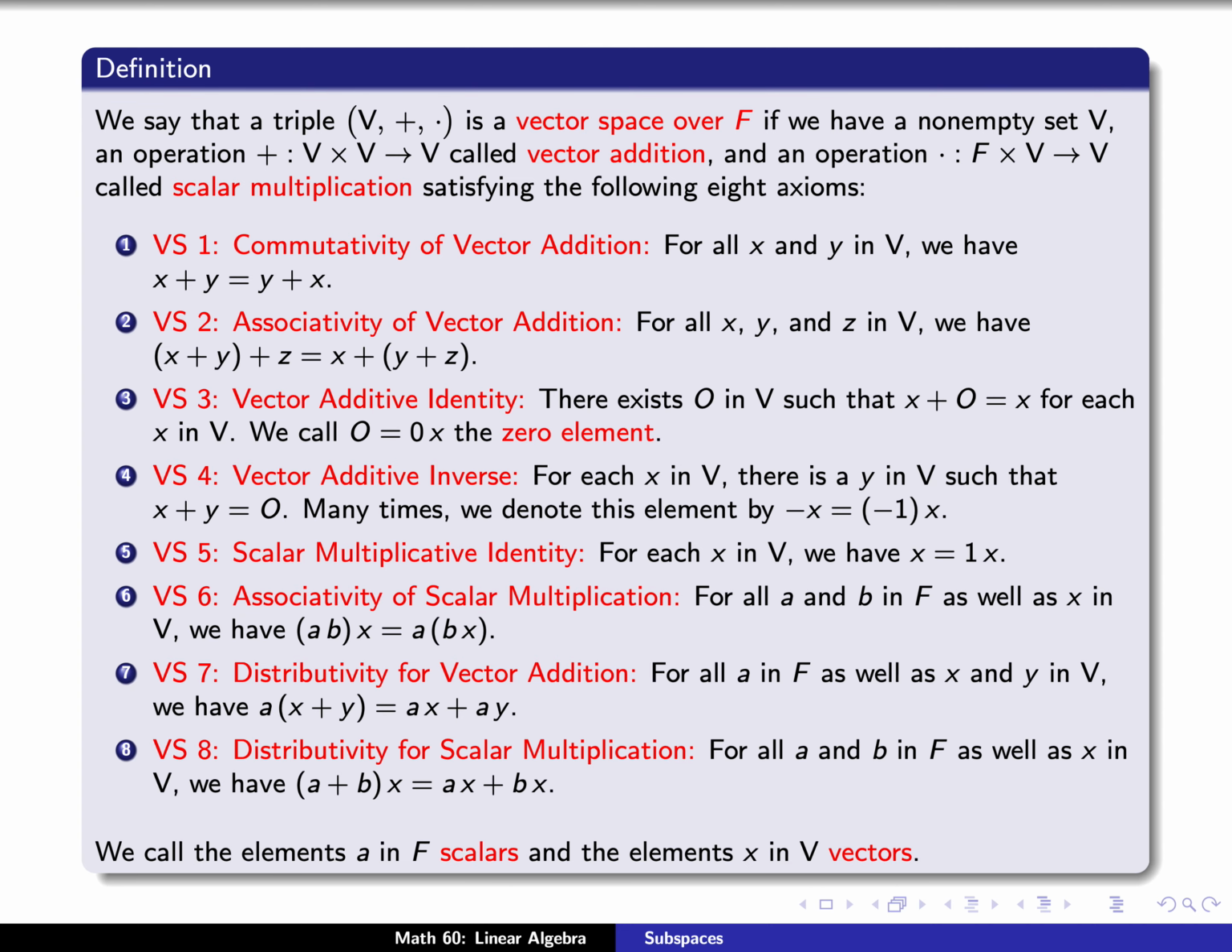With all of this in mind, remember that we will call the elements a in our field F scalars, and we'll call the elements x in our set V vectors. This is just simply a matter of notation. Don't confuse the vectors here with what we defined in the previous lesson.